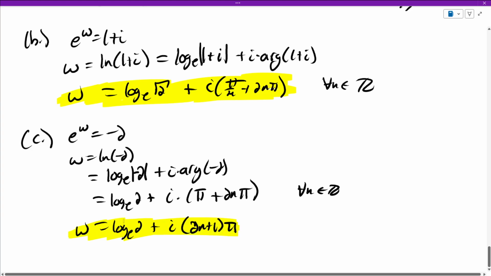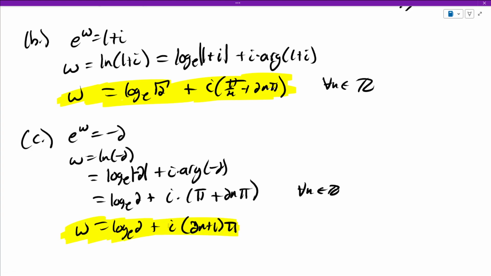And that's it. That's how you apply the logarithm. The point here to note is that it's multi-valued, so you actually don't get just one solution. You are going to get an infinite number of solutions. This makes sense because the exponential function is not one-to-one. It's kind of infinite to one. And so we should get an infinite number of solutions when we do this.